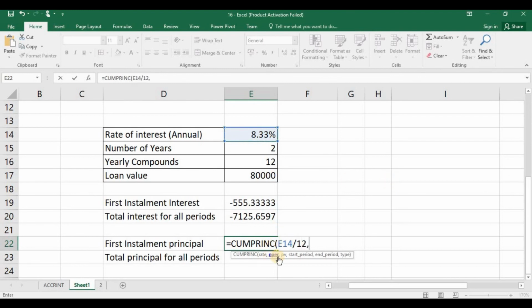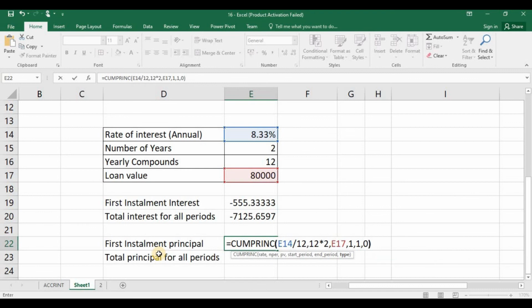Next argument is NPER, the number of periods. We are investing the amount for 2 years and the number of periods in a year is 12, so the total periods are 24 for 2 years. Multiply the yearly periods with the number of years. Next, we have to enter the total loan amount. Here, our total loan amount is 80,000. Select that. Next, enter the start period. We are calculating the principal for the first month, so give this as 1. End period also should be 1.